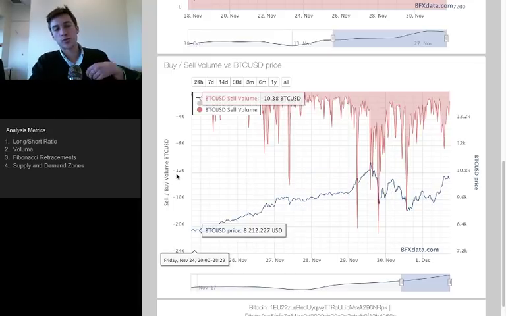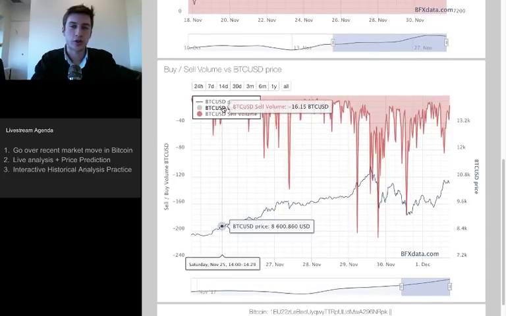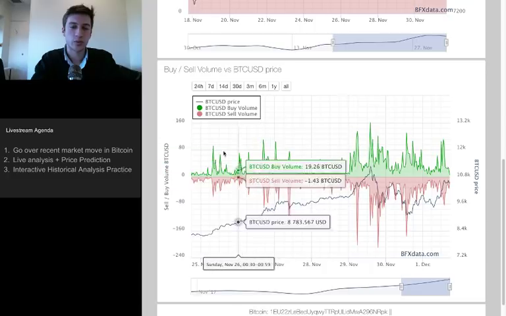Now let's get into live analysis and price prediction, because that's probably what you're more concerned about, because we already know what happened in the past. So what are we going to see going forward?